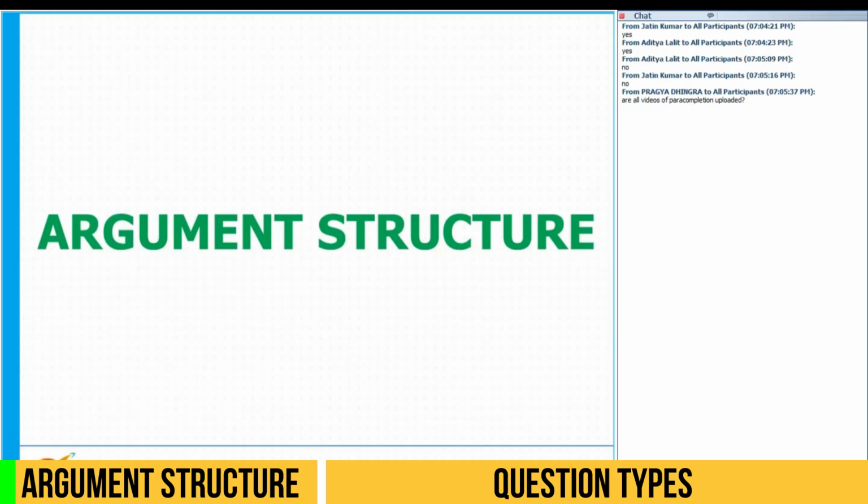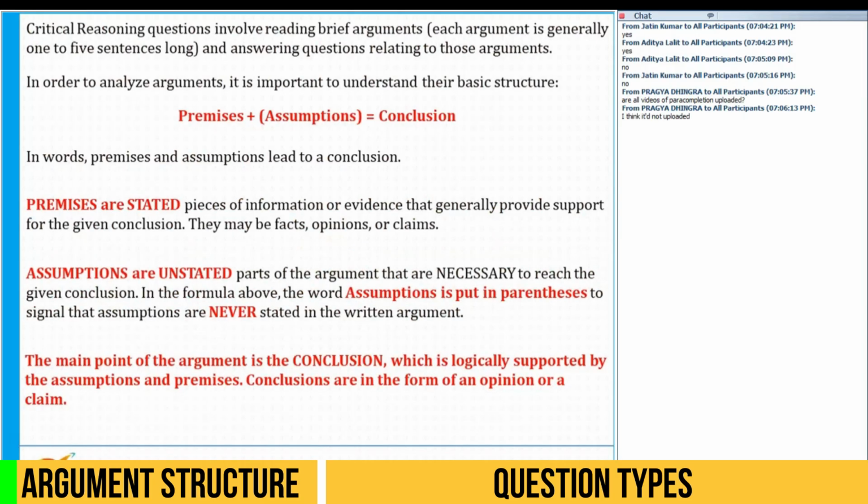So, what is the argument structure? What do you see in critical reasoning? In critical reasoning, you will have to read brief arguments. Arguments basically are nothing but the paragraph that you see in front of you, and this paragraph can be from one sentence to five sentences long. Sometimes it can be six, seven sentences long also. And based on the reading of this paragraph, you will answer questions that will relate to these arguments.